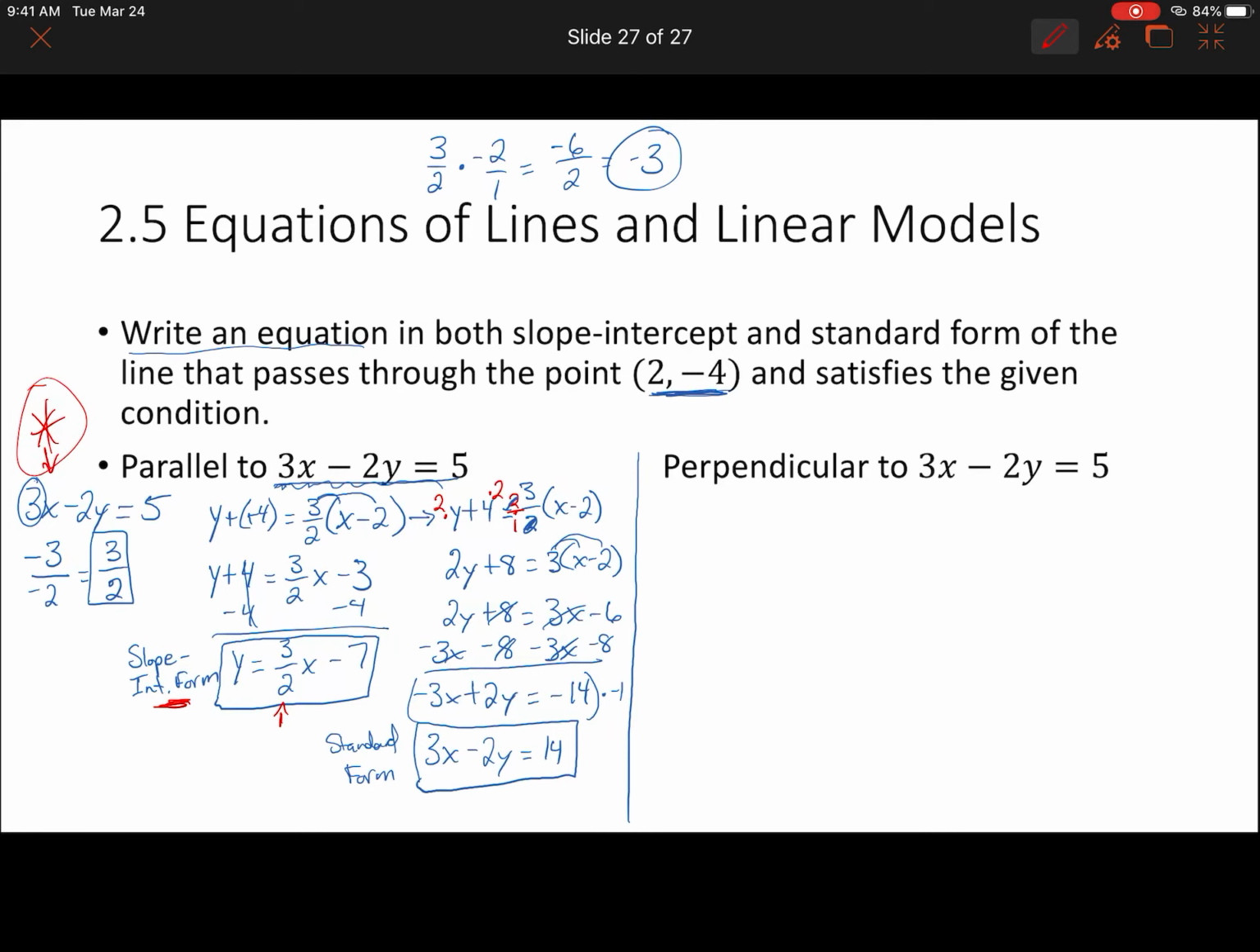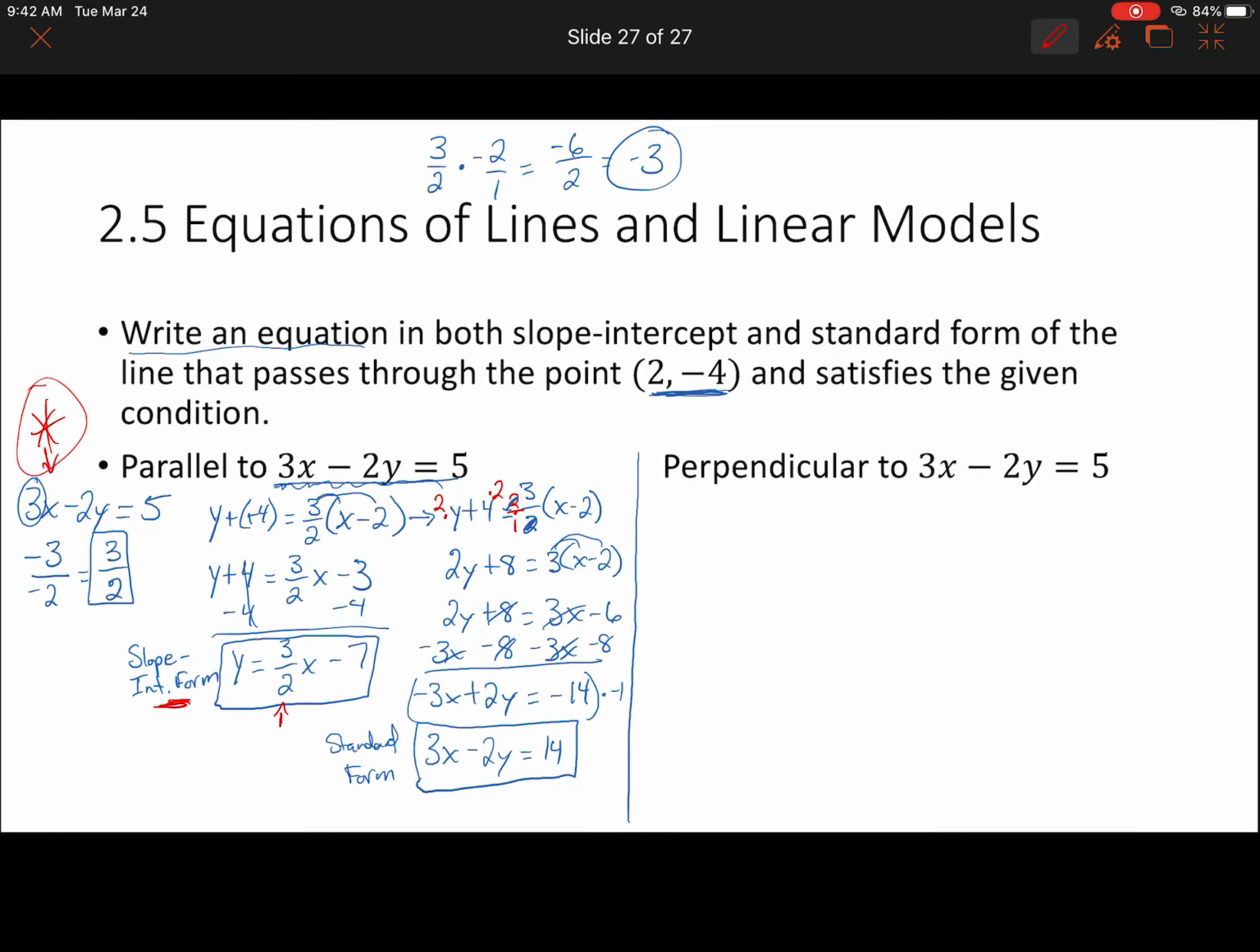But this equation here is not the same equation as this one. Make sure you understand that we're only using that equation given to find the slope. That's the only purpose of it. And then we use that slope and our point to write our equation.